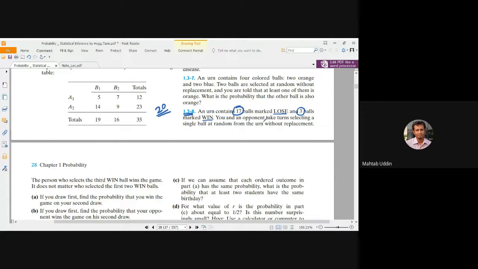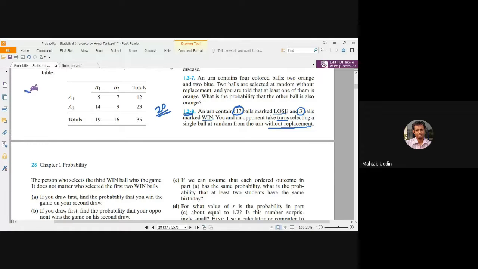You and your opponent take turns. Turns means one after one. You and an opponent take turns selecting a single ball at random from the urn without replacement. Without replacement means conditional probability. The first turn will affect the second one. The second turn will affect the third one. Do you understand? Yes, sir.